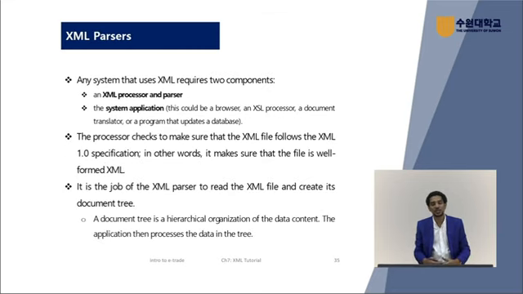Any system that uses XML requires two components. The first one is the XML processor and parser, and the other one is the system application. This could be the browser, an XML processor, or a document translator, or it could be a program that updates the database, right? The processor checks to make sure that the XML file follows the XML 1.0 specification. We have many versions, right? That's why when we declare XML, we say version equals, in quotation, 1.0. If you want to tell your browser that this is a different version, then you have to mention the version of the XML, like version equals 2.0 in quotation, right?